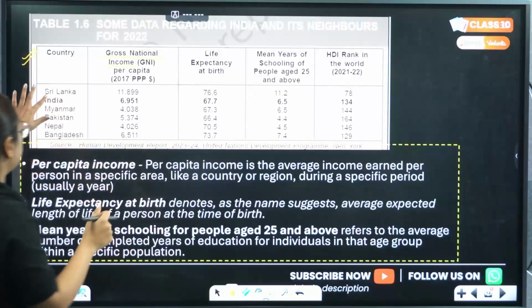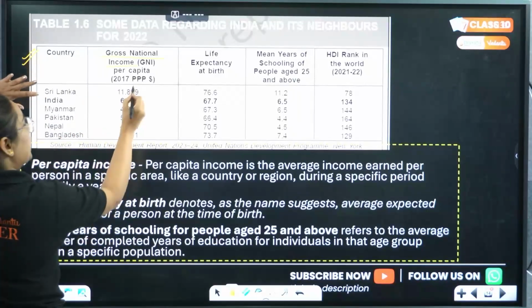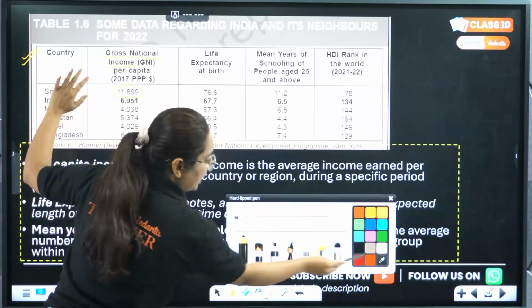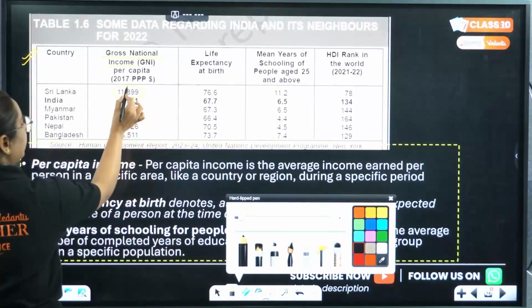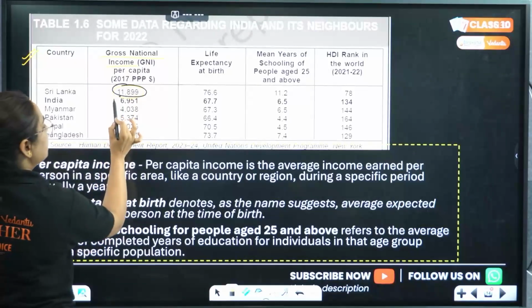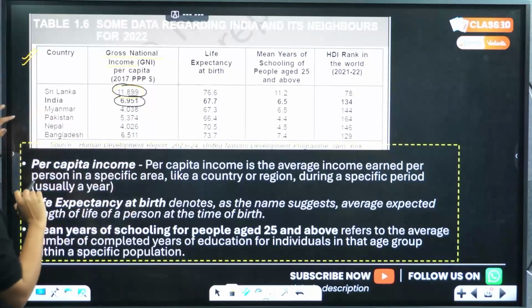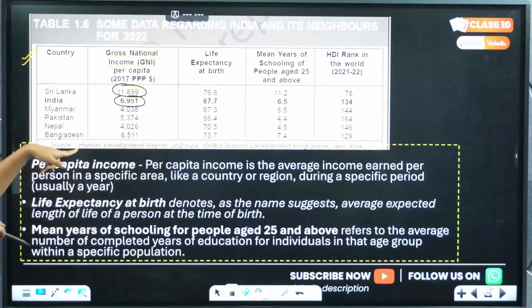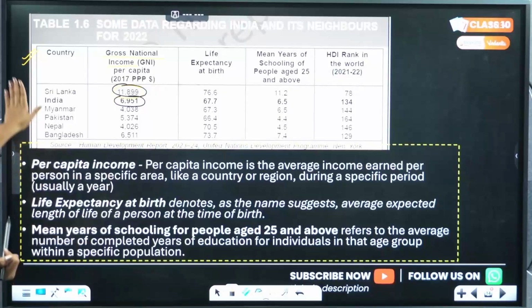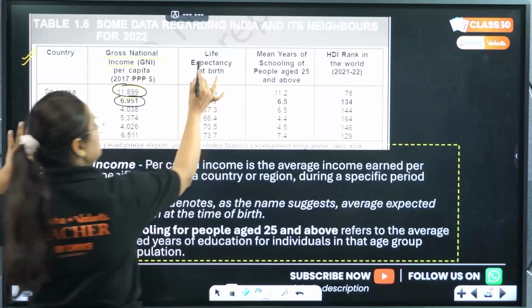Here in Sri Lanka, the per capita income is 11,899, beta. If we look at India, that's 6,951, and you might be thinking it is even less than Sri Lanka. Yes, the reason is the population, as well as the majority. Myanmar, Pakistan, Nepal, Bangladesh. Let us look at life expectancy at birth.